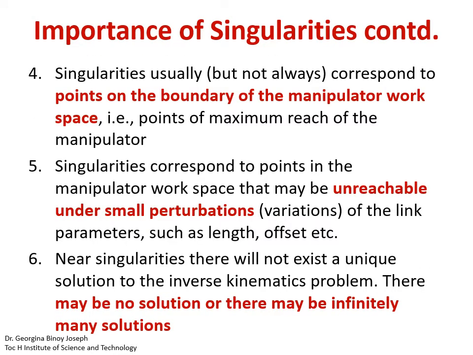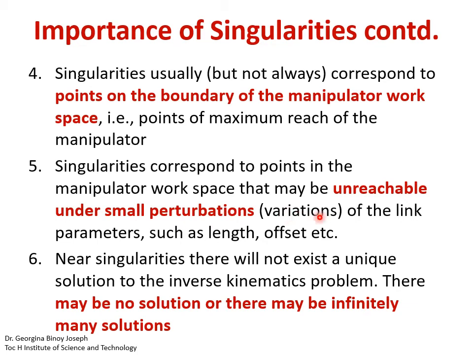Now, again, singularities may correspond to points on the boundary of the manipulator workspace. In Module 1, we had talked about workspaces and reach, right? So, the points of maximum reach of the manipulator correspond to the boundary of the manipulator workspace. Many a time the singularities correspond to points on the boundaries of the workspace, but not always. Singularities correspond to points in the manipulator workspace that may be unreachable under small perturbations.